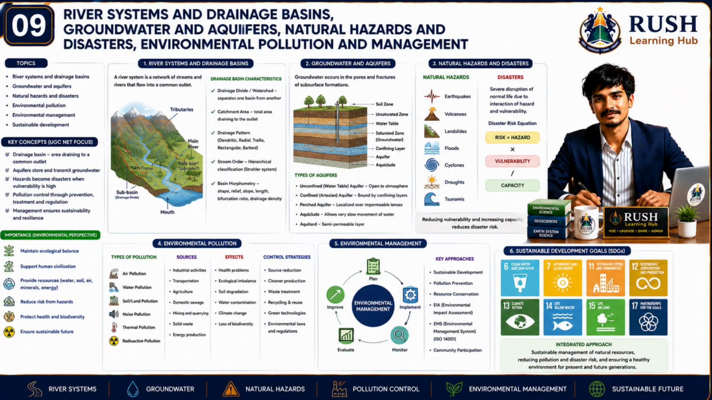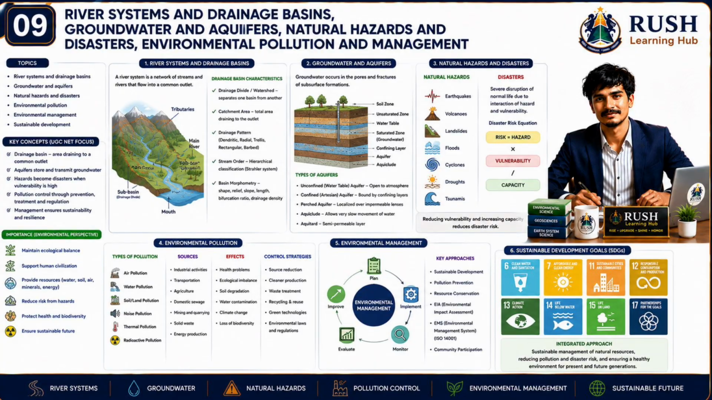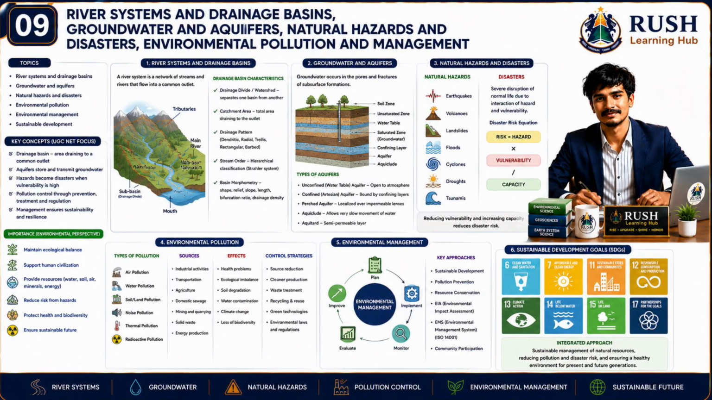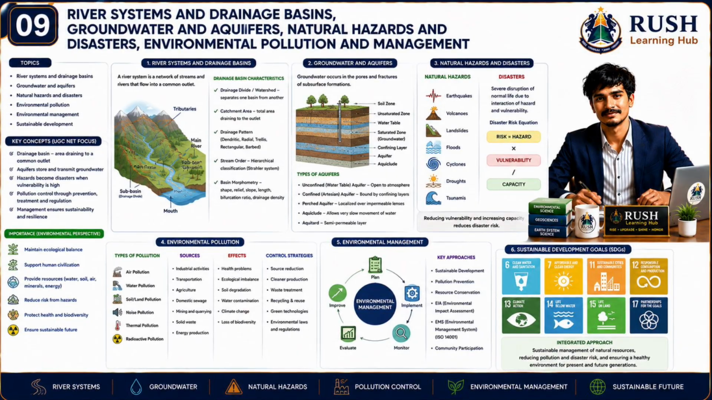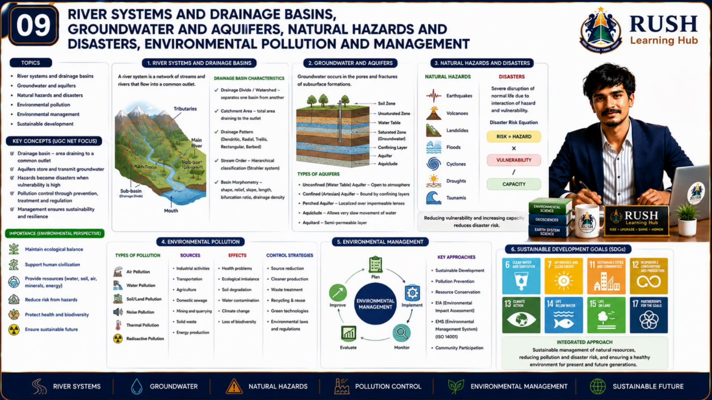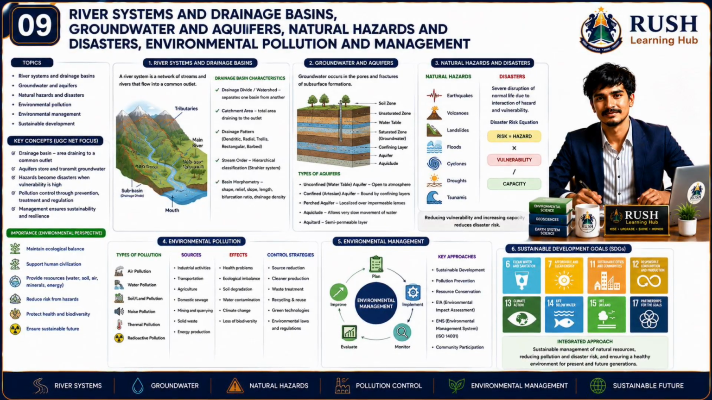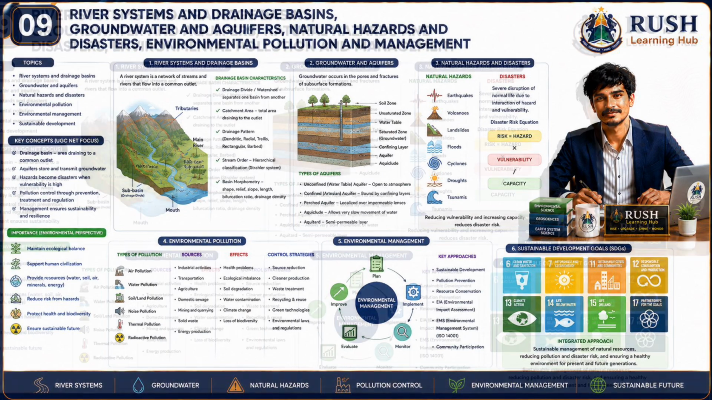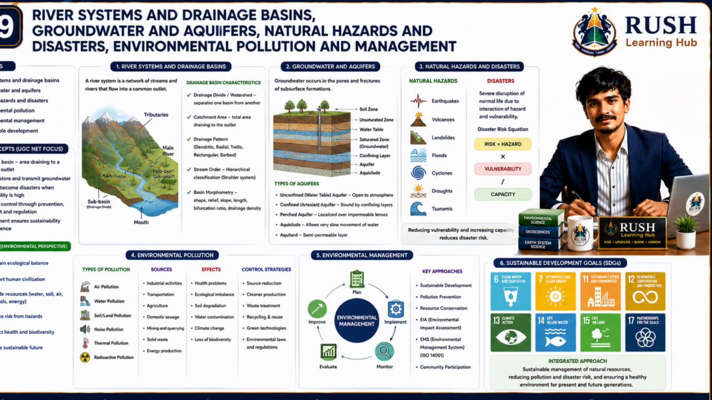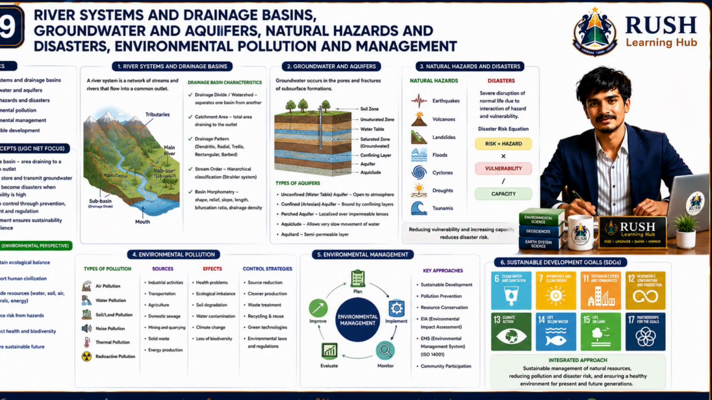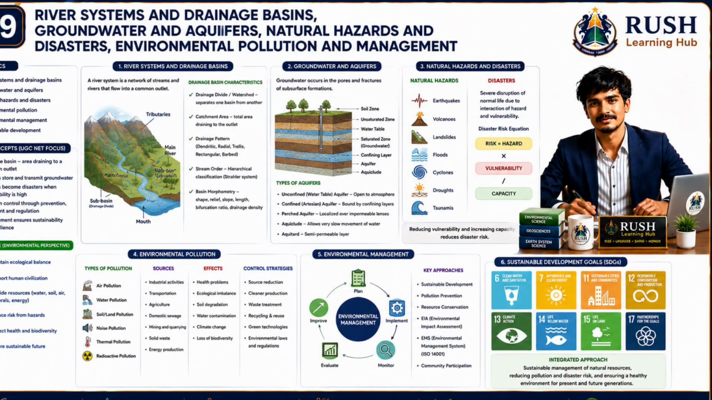Now let us discuss the Ghyben-Herzberg relation, one of the most important concepts in coastal hydrogeology. The Ghyben-Herzberg relation explains the equilibrium between freshwater and saline water in coastal aquifers. According to this principle, freshwater, being less dense, floats above saline water. For every 1 meter rise of freshwater above sea level, approximately 40 meters of freshwater extend below sea level.